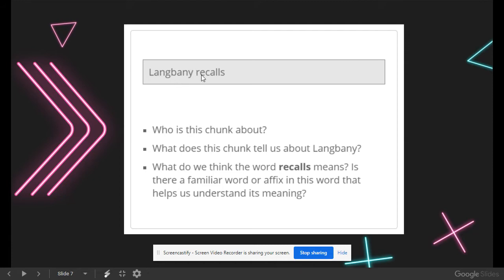Langbanny recalls. What does it mean to recall? So if you remember, Langbanny was also a lost child of Sudan. So he is remembering his own past with being a refugee in Sudan.